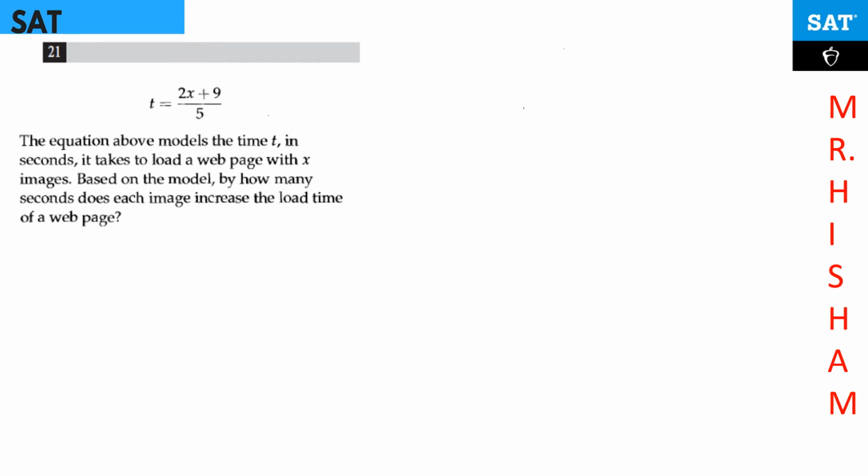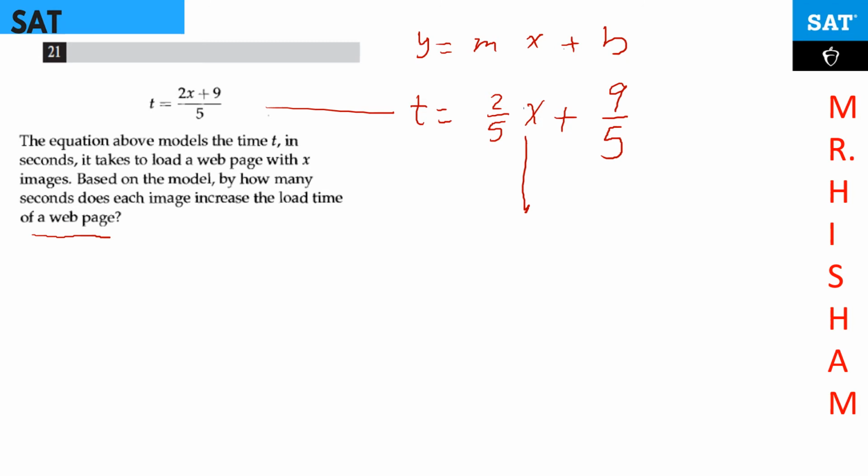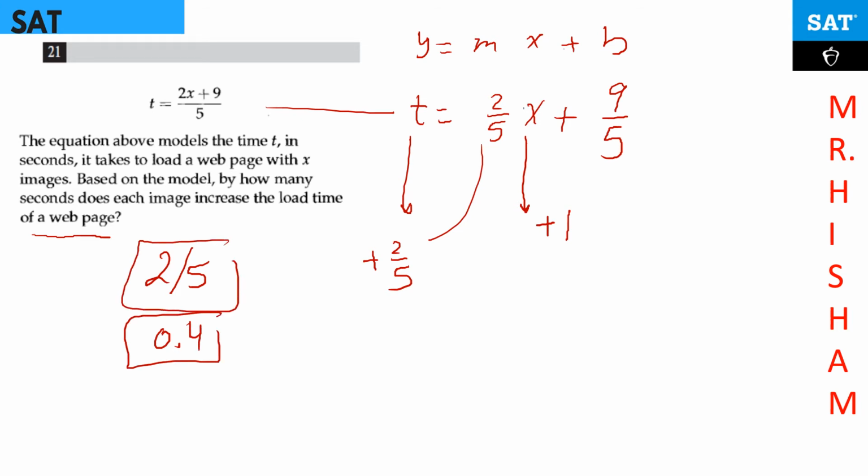Based on the model, how many seconds does each image increase the model load time on the web page? To solve this equation, I should write t in the form of 2 over 5 x plus 9 over 5. So it should be an equation in the form y equals mx plus b. So with each increase of x by 1, the value of y increases by the slope. So the answer is 2 over 5, or 0.4. You can write it 0.4 or 2 over 5. So notice that with every increase of the image by 1, the value of the time increases by the slope.